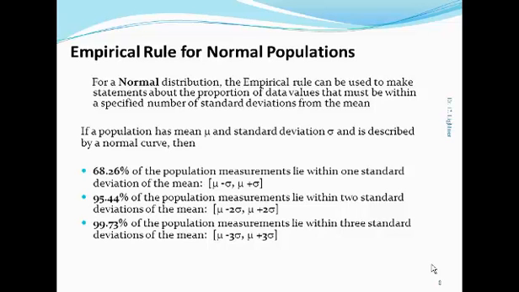If a population has a mean mu and standard deviation sigma, and it is described by a normal curve, then the following rules will apply. 68.26% of the measurements in the population will fall within 1 standard deviation of the mean. 95.44% of the values in the data set will fall within 2 standard deviations of the mean. And 99.73%, or almost everything, all values within the data set, will fall within 3 standard deviations of the mean.